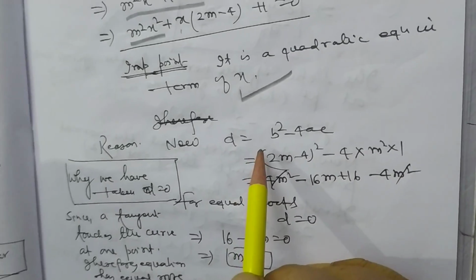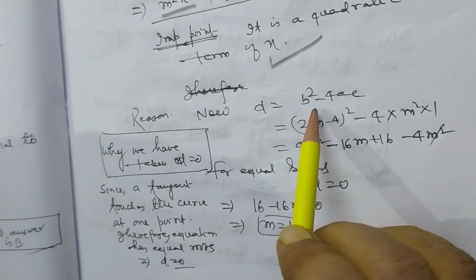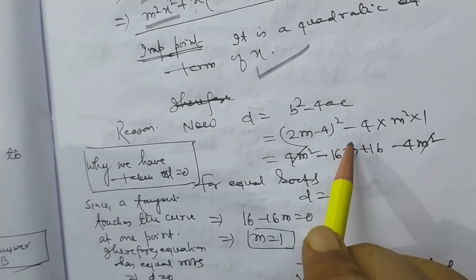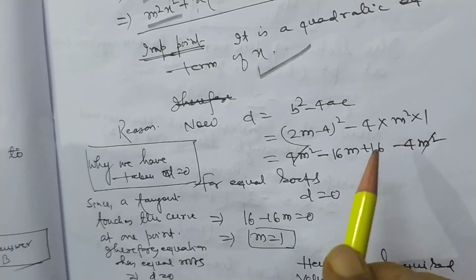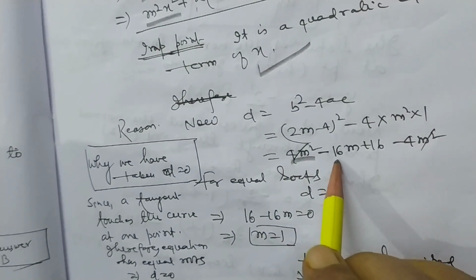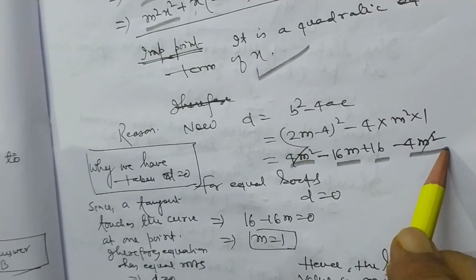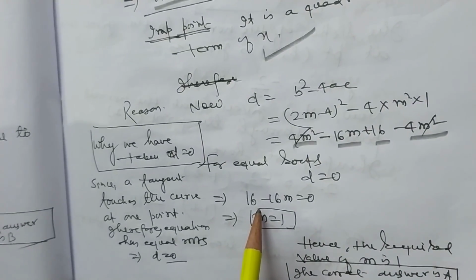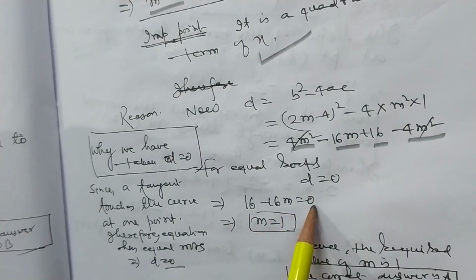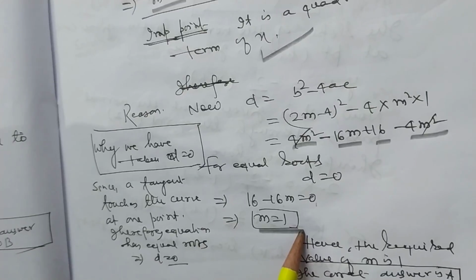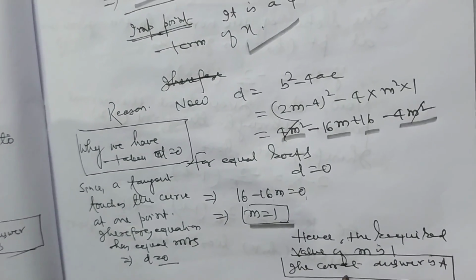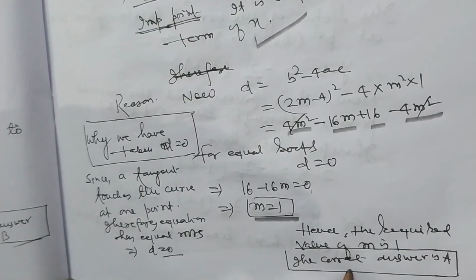So now, we want to find the value of D. D is b² - 4ac. That is (2m - 4)² - 4 × m² × 1. That is 4m² - 16m + 16 - 4m². So, what do we observe? We observe that 16 - 16m = 0, so m = 1. Hence, the required value of m is 1. So now, the correct answer is A.